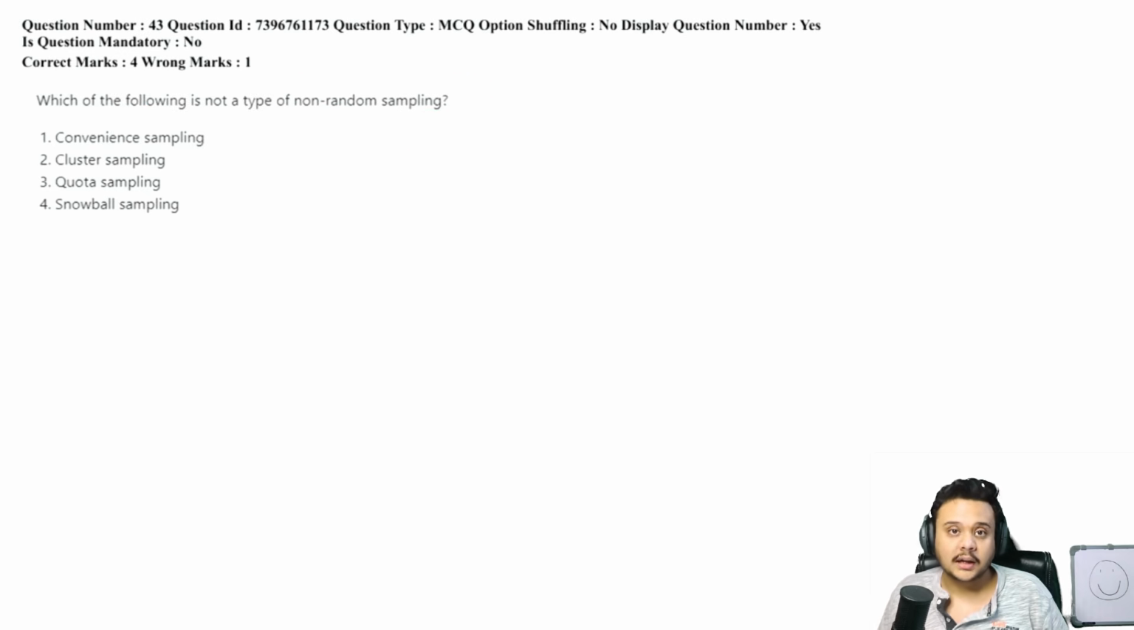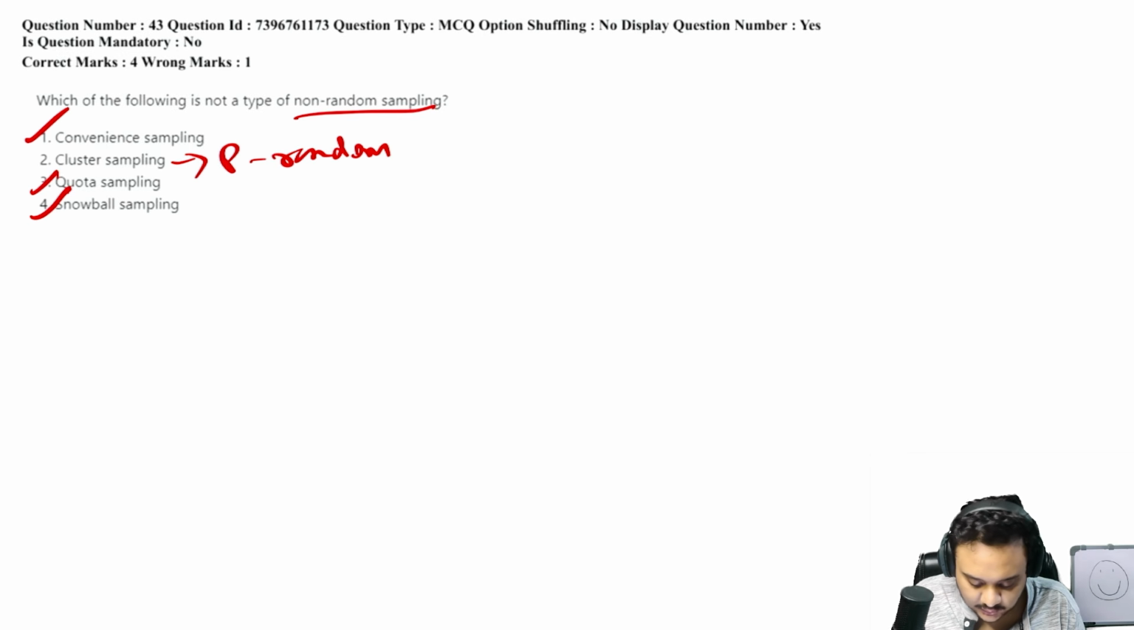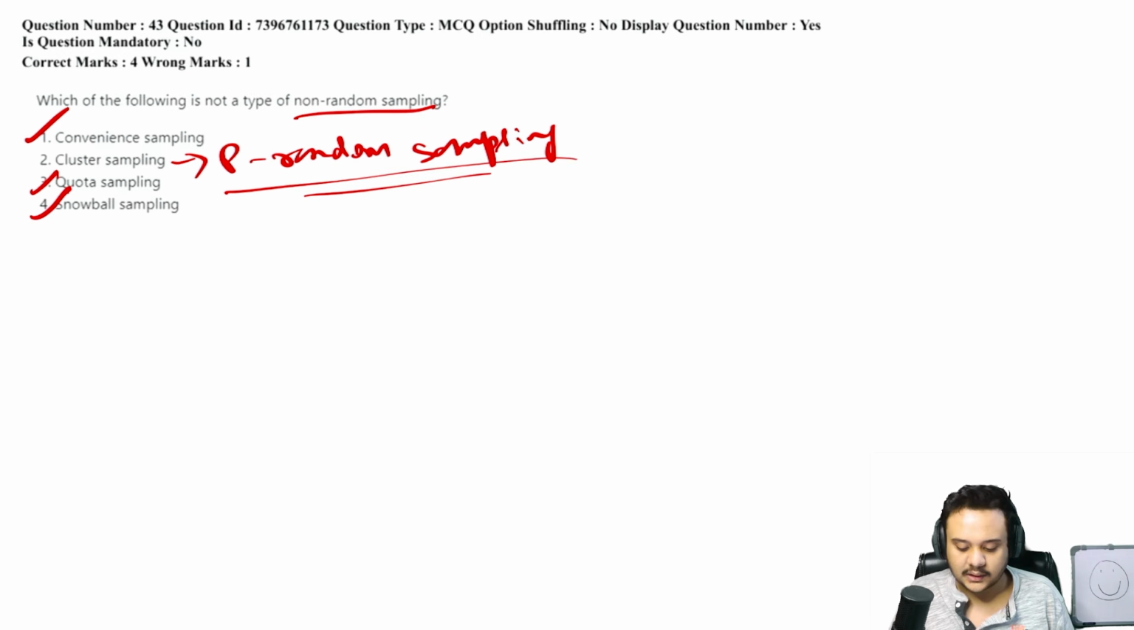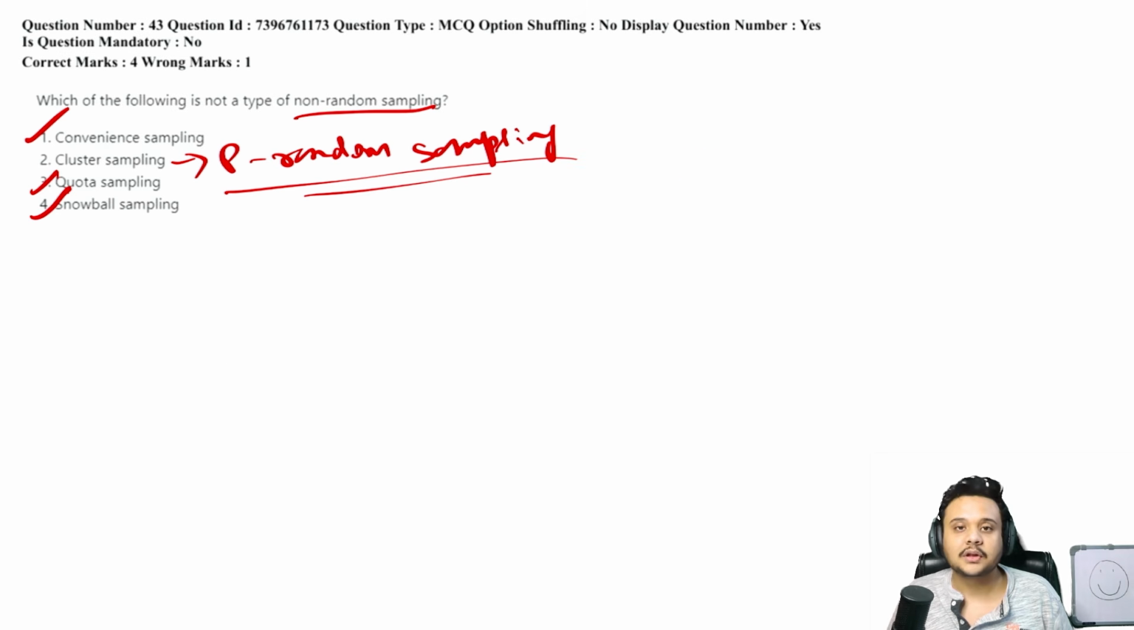Which is not a type of non-random sampling? So the first one, third one and fourth one, these are all non-random sampling methods. The second one is a probability random sampling method. Okay, it is a fairly easy question, but a lot of students were actually complaining about this. Sampling is directly, explicitly mentioned in the syllabus of CUET-PG. It was mentioned last year, it was mentioned even the year before.